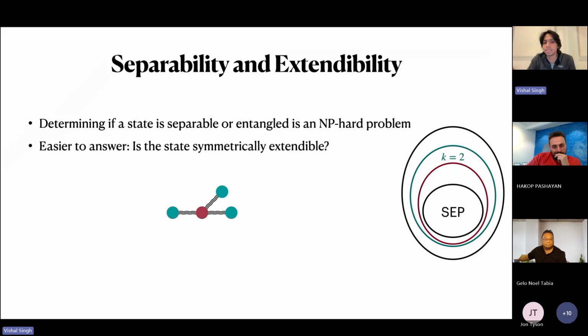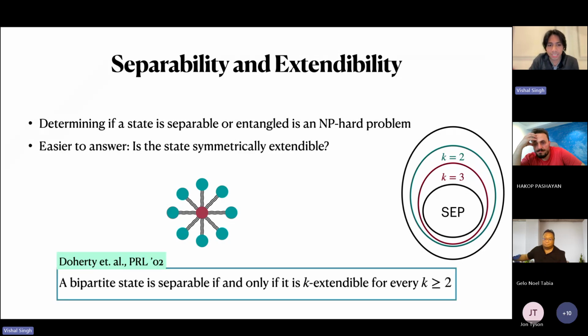When we ask for a tripartite state, we say that the state is 2-extendable. And if it can also be extended to 4 parties, then we say it's 3-extendable, because there are 3 identical systems that you have extended to. And you can keep asking this question for more and more parties. Eventually, you can say even k going to infinity.